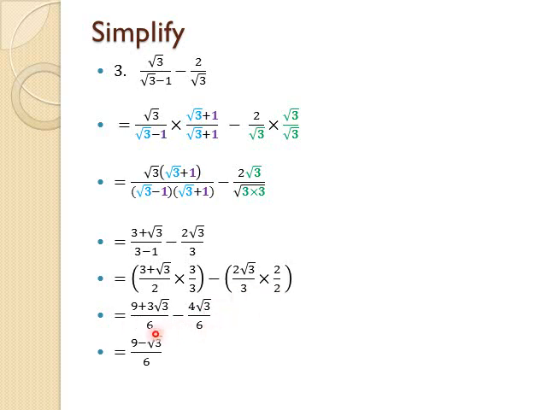Now that the denominators are the same, I can add the numerators. So that becomes 9 plus 3 square root 3 minus 4 square root 3. So negative 4 square root 3 plus 3 square root 3, they are like terms. So minus 4 plus 3 gives me minus 1 square root 3. So my final answer, 9 minus square root 3, divided by 6.